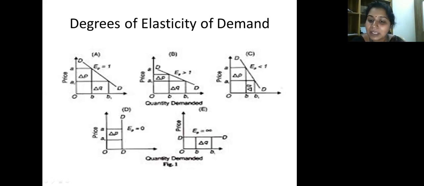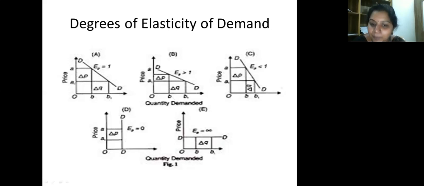It is infinite when the line is horizontal. So what is infinite? Even a small change in price will bring a greater change in the quantity demanded. That is called an infinite change. Even a rumor is enough for the price to change. This often happens with gold. Suddenly they say that in another month the gold price is going to double, and whatever money we have, we will invest in gold. So even a small change in price will bring a greater change in the quantity demanded, and it can be shown only through a horizontal line.